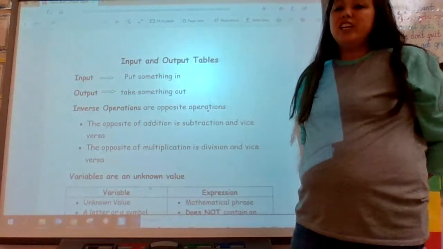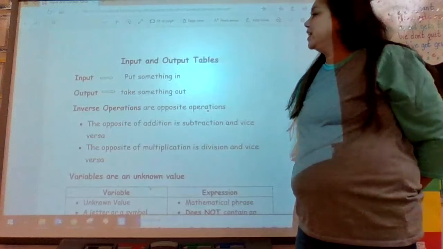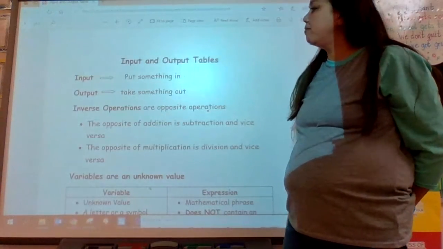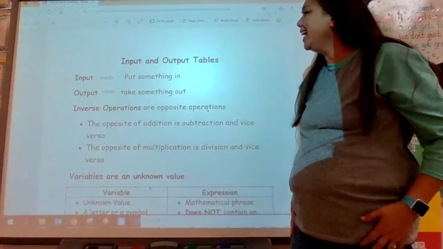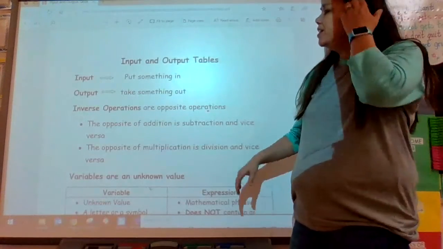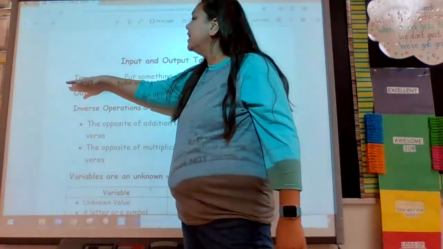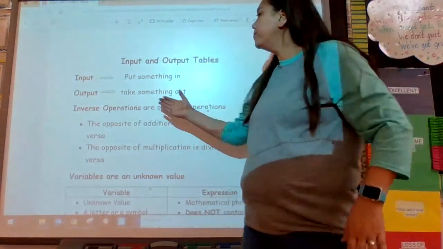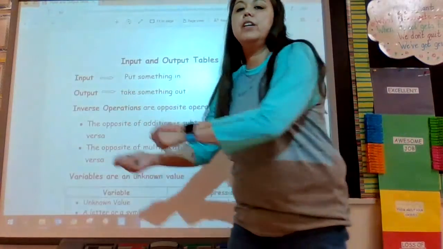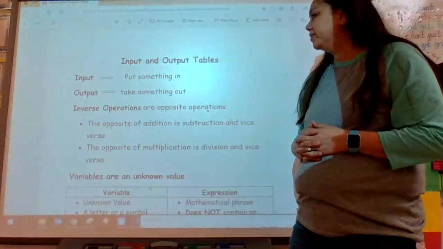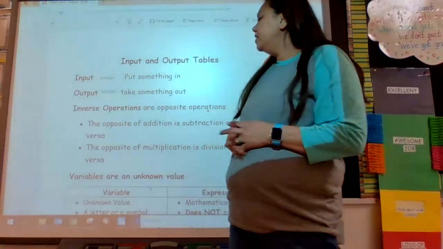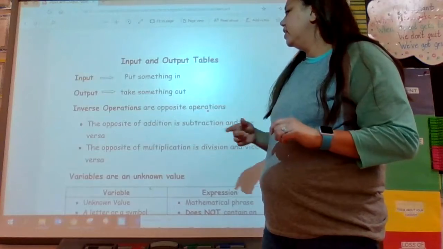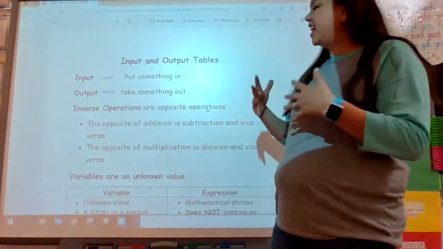Okay, so we're going to look at our notes that are in your notebooks. And if you're at home, you have a copy of these, but they're on our input and output tables. Okay, input just means in, when you think of inputting, putting something in. Output, pulling it out, taking it out. Okay? And inverse, if you hear the word inverse, all that means is they're opposite. They're inverse, they undo each other.